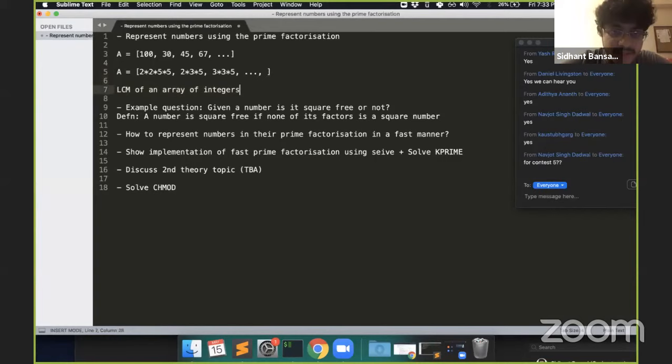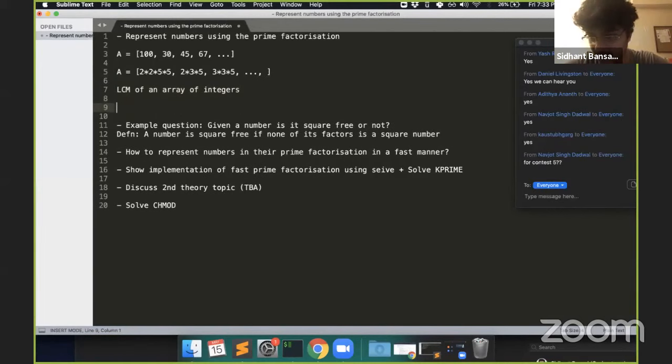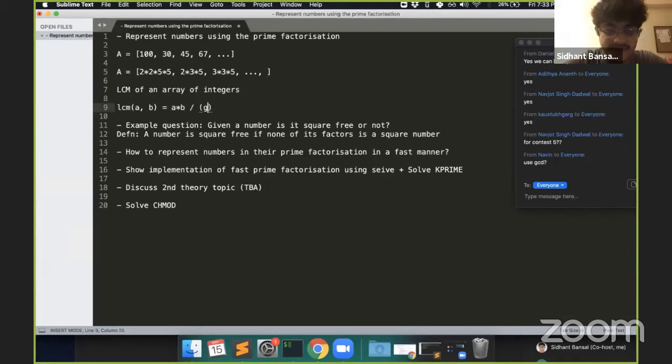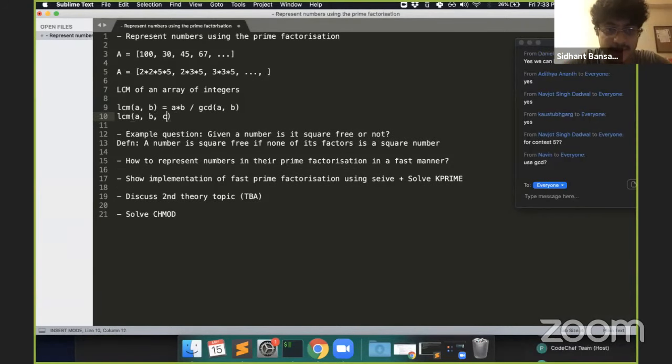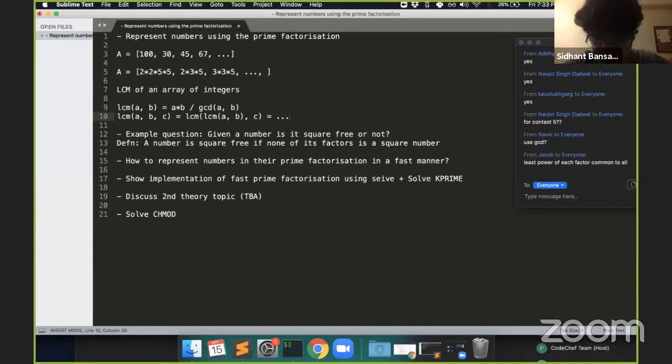One method could be, some people might have heard that LCM of A and B is equal to A times B divided by GCD of A and B. And you can extend this to multiple things. You can extend it to 3 elements also. You can just say LCM of this thing with C and then so on. Just expand it. But it gets ugly pretty quickly.